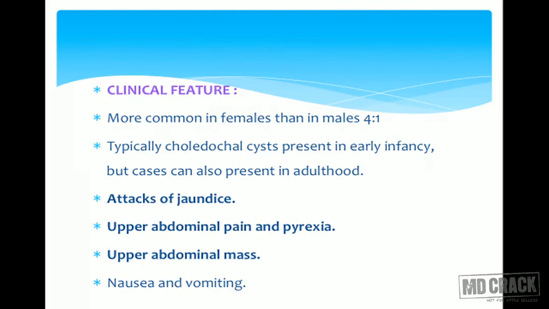Clinically, it is more common in females than in males. So if you take 100 cases, there will be 4 females to 1 male. Typically choledochal cysts present in early infancy, but cases can also present in adulthood. The patient will have attacks of jaundice, upper abdominal pain and pyrexia, and an upper abdominal mass along with nausea and vomiting. These three main features, attacks of jaundice, upper abdominal pain and pyrexia, and upper abdominal mass, are the main significant features of choledochal cyst.